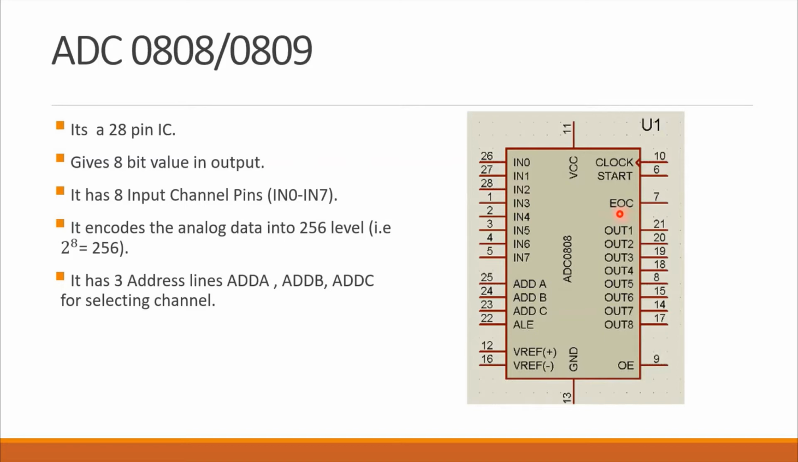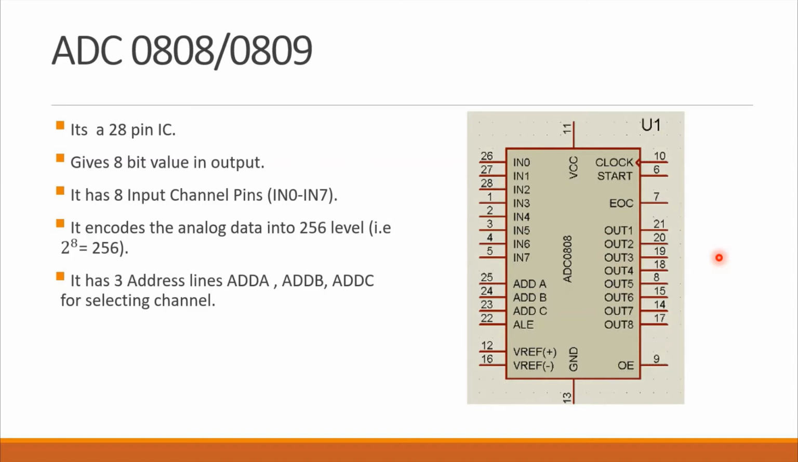A high to low. When this pin goes low, the microcontroller will know that the conversion process has been completed. So when this goes high to low, the microcontroller will know that conversion has been done. Then the microcontroller will give a low to high pulse to this output enable pin. OE stands for output enable. When this pin gets a low to high pulse, it will send this digital output data to the microcontroller.